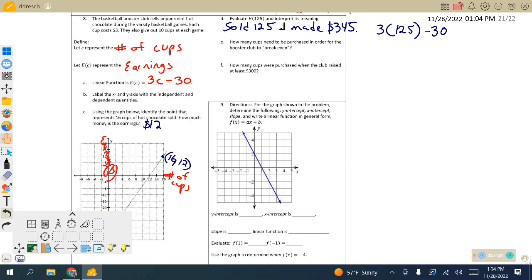Now, there's that word break even I keep talking to you about the last week or so. Break even means you get out of the negatives, you're at 0. You're not making money yet, but you at least are out of the red. So how many cups does it take to get out of the red here? Okay, we're giving away 10 cups, right? So to get out of the red, we need to sell 10, right?